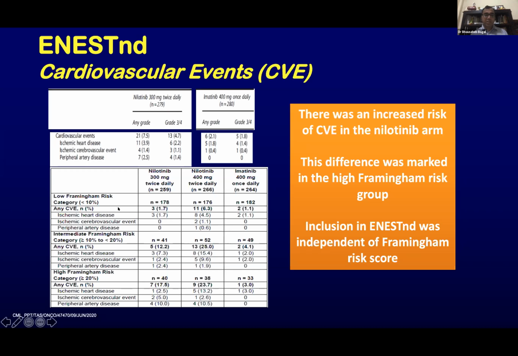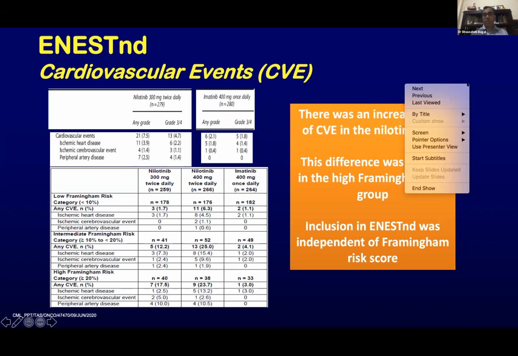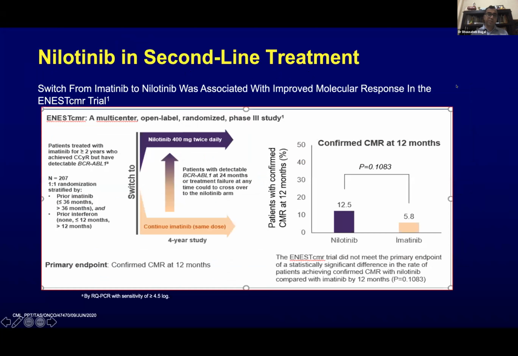You could risk stratify patients and see that you could have a Framingham score low, intermediate, high, and it is mostly in the high-risk patients, but still you would have some difference in the low-risk cardiovascular patients. So definitely cardiovascular mortality and side effects are a concern, and that has to be factored into decision making.